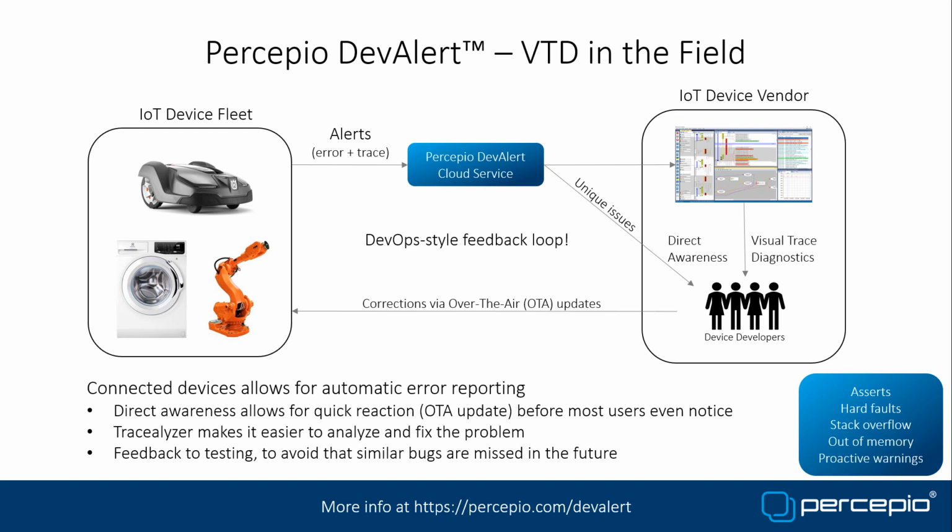DevAlert is a cloud service that provides a DevOps-style feedback loop from the devices back to the developers, and also provides traces for remote diagnostics in Tracealyzer. We provide a reference implementation for AWS, but other cloud vendors can also be supported.